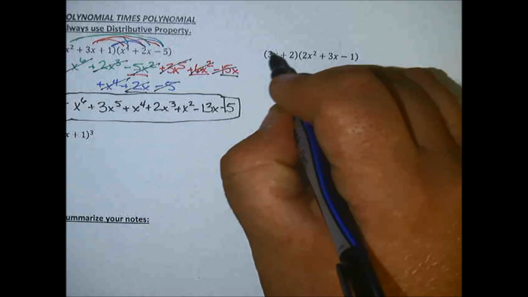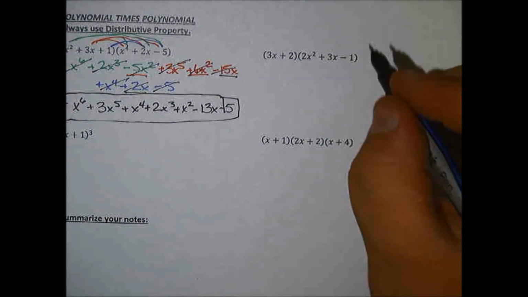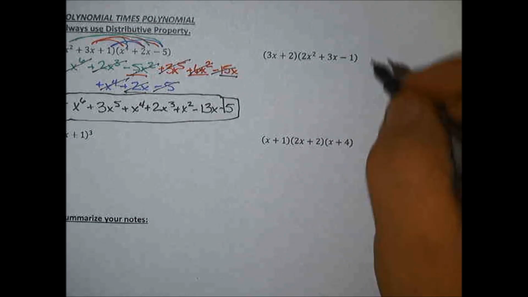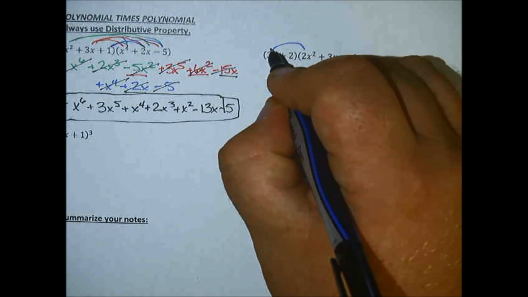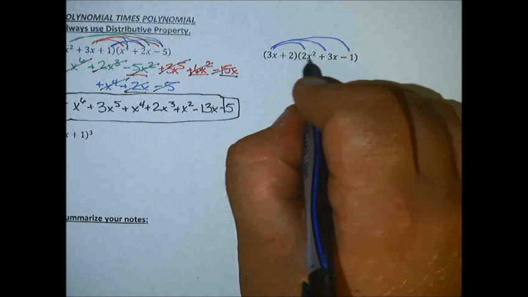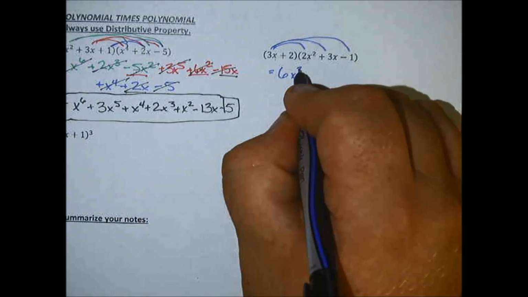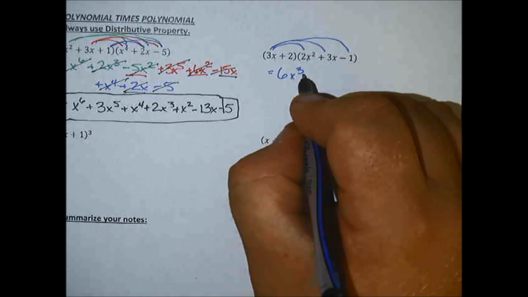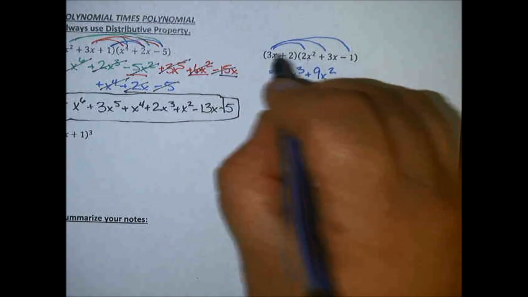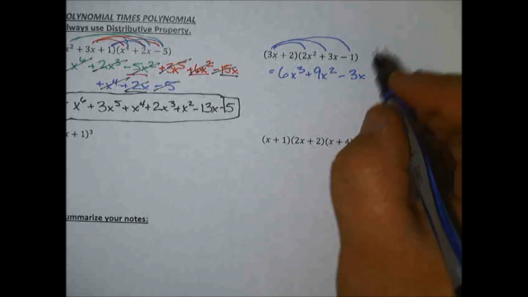So I'm going to multiply this 3x by everything in the second one, and you'll hear me say multiply everything in the first polynomial by everything in the second polynomial. That's kind of my cue to myself to know what I'm doing. So I'm going to multiply everything there by everything there. 3 times 2 is 6. X times x squared is x cubed. 3 times 3 is 9. X times x is x squared. 3 times negative 1 is negative 3. And there's an x there.